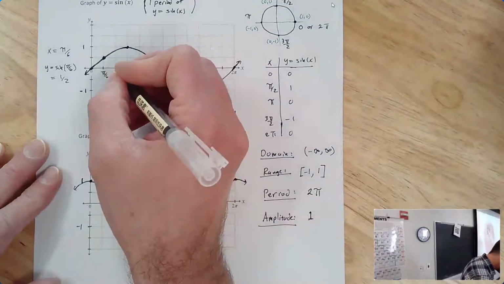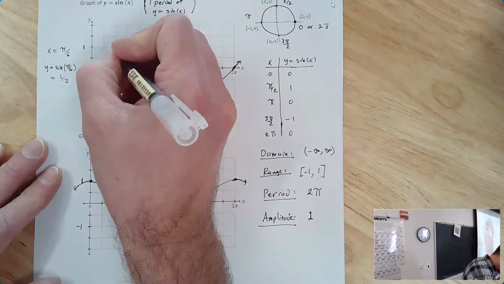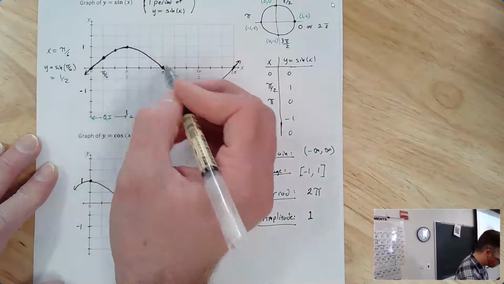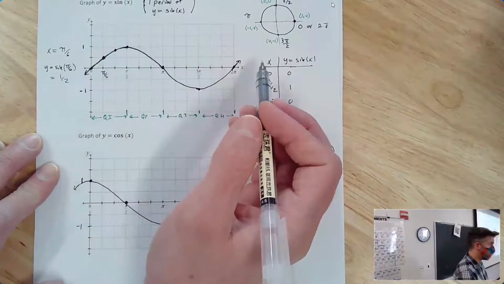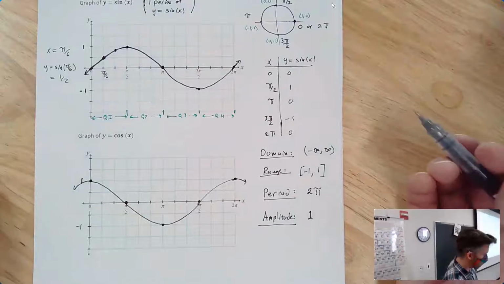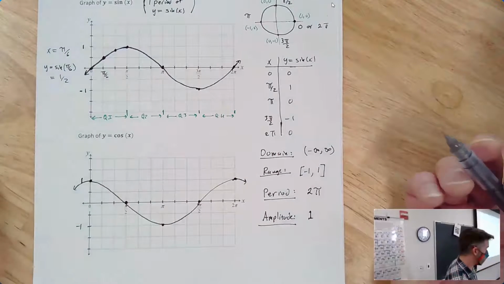And if x were pi over 3, sine of pi over 3 is root 3 over 2. Now, I don't want to plot all of those points because it's like 12 points to plot on a graph. But if you wanted to get a slightly better idea of how it looked by plotting more points, you could. Or you could look at this.